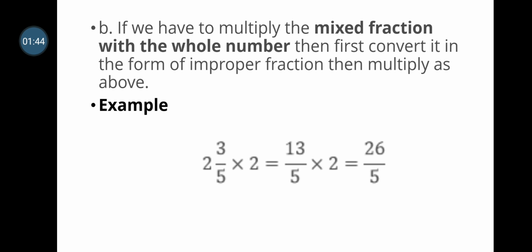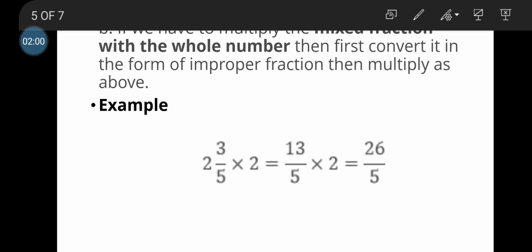2 3 by 5 is a mixed fraction. So we know how to convert mixed fraction into improper fraction. Here the 5 and 2 should be multiplied. So this 2 and 5 should be multiplied and 3 should be added with that. So 5 twos are 10 and 10 plus 3 will give you 15. So that's why we got this 15 here.